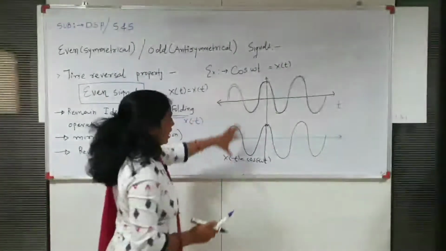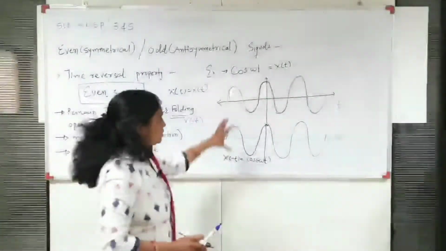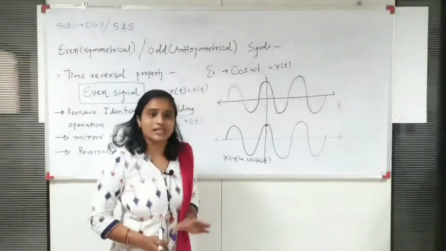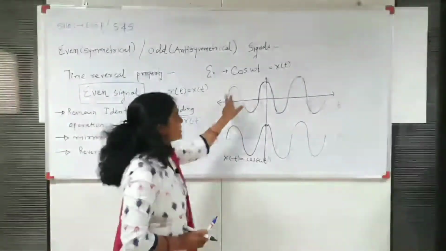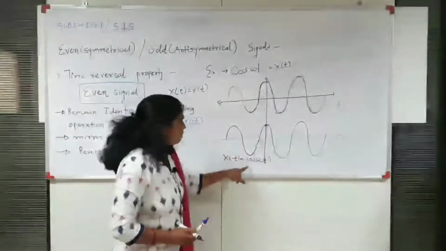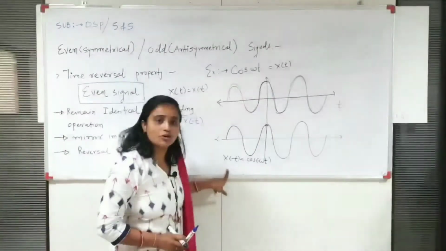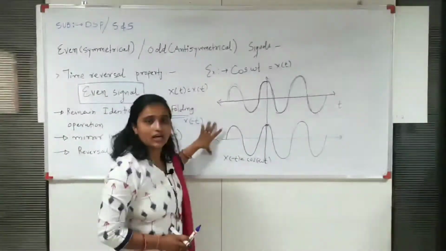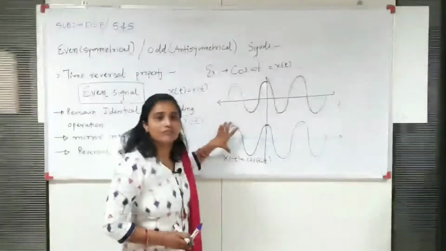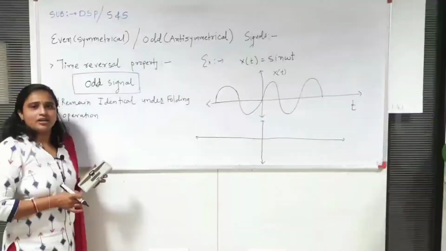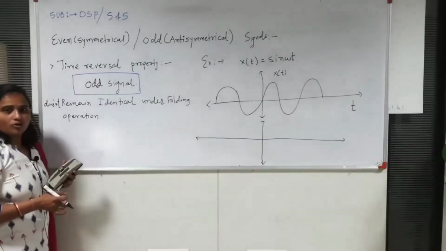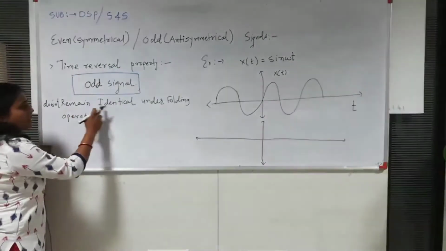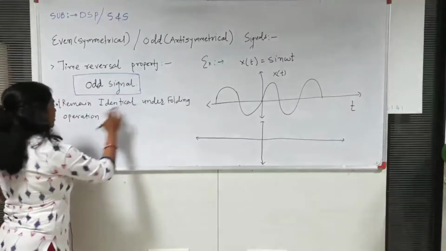After performing this operation, both figures look the same, so it's called an even signal, because this is x of t and this is x of minus t, and after this operation these two figures are the same, that means it's an even signal. Now next is the odd signal. The basic definition of the odd signal is that it does not remain identical under the folding operation.